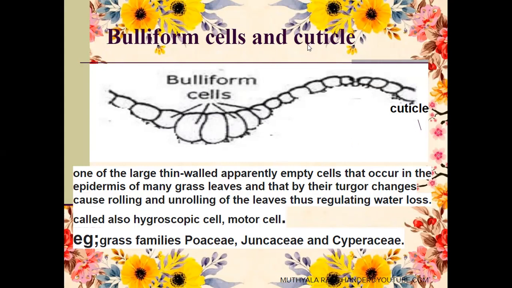Next, from the epidermal tissue system, the cuticle. It is present outside of the epidermis and is made of wax. If it is present in the epidermal tissue system, that plant shows xerophytic character. The cuticle is also one part of the epidermal tissue system. It mainly helps in regulating water loss. This type of cuticle is present mainly in xerophytes, mesophytes, and some hydrophytes also. So these are the epidermal tissue systems in plants.